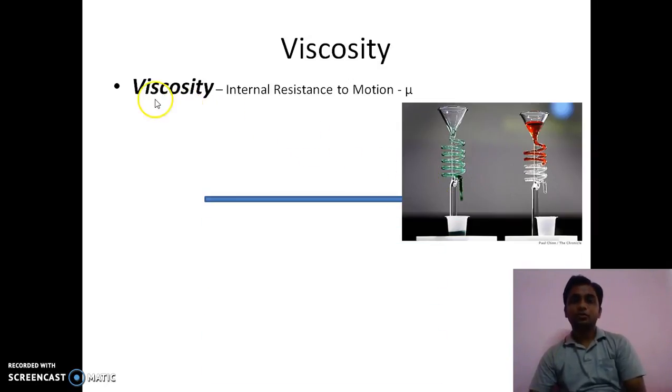Now we'll go into the details of viscosity. What exactly does this internal resistance to motion mean? Let us consider one flat plate over which some fluid is moving. And this flat plate is considered to be impermeable. It means that the fluid particles will not get absorbed by this solid surface. Now, as the fluid particles come in contact with this solid surface, what is going to happen?